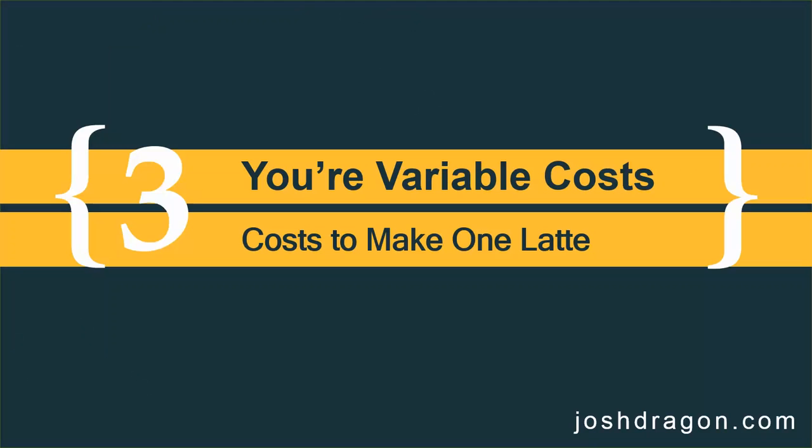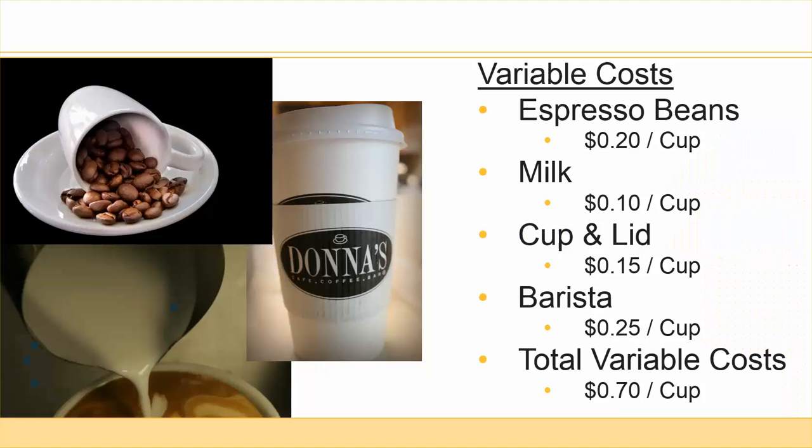Now we have to think about what our variable costs are. And those are the costs that we have to spend when we make one single latte. I don't know anything about the true costs associated with making a latte, but I made some assumptions here. So let's assume that for the espresso beans, that's going to cost us about 20 cents per cup. The milk is 10 cents. The paper products from the cup and the lid, about 15 cents. And then let's assume we got to pay the barista about 25 cents per cup of coffee made. So that means the total variable cost for making one single latte is about 70 cents per cup.